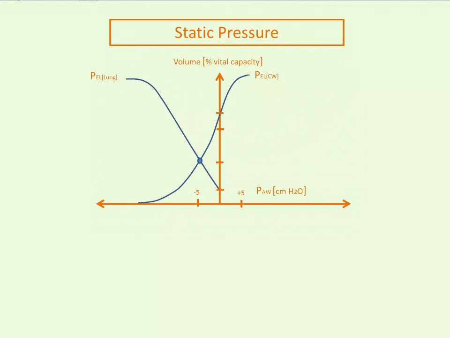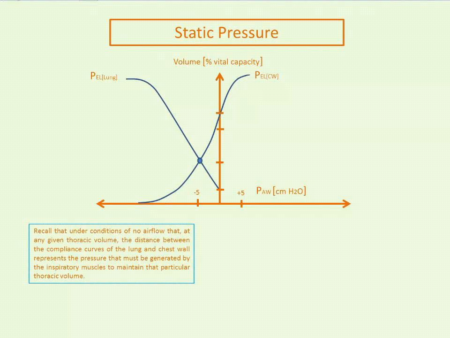Okay, here's a picture. So back to the Campbell diagram, and we're going to initially talk about the static pressure of mechanical ventilation. So recall, under conditions of no airflow, that at any given thoracic volume, it is the lateral distance between the passive chest wall elastance curve and the passive pulmonary elastance curve, this lateral distance here, with pressures on the x-axis, that determines how much the muscles of inspiration must work, or what the pressure change must be to effect that volume that you want to obtain.